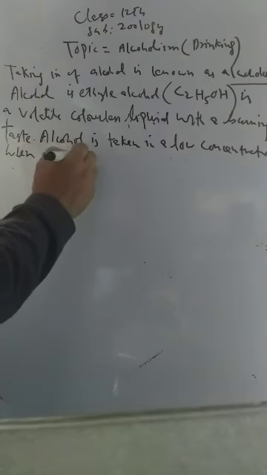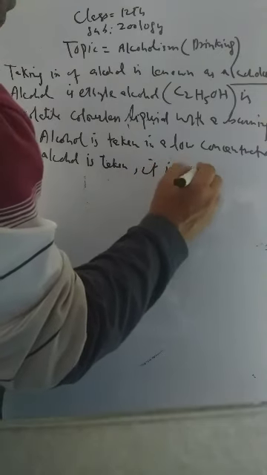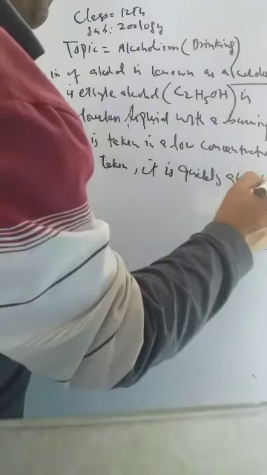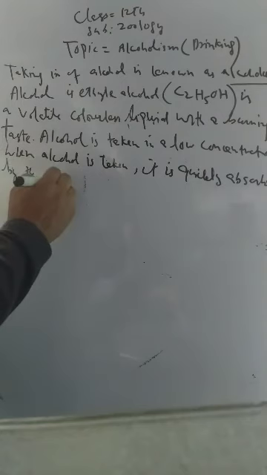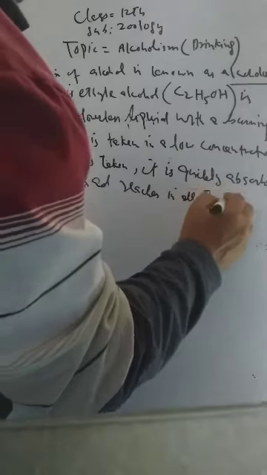So we know that when alcohol is taken, it is quickly absorbed by the stomach first, and after that it reaches all the tissues within a minute.